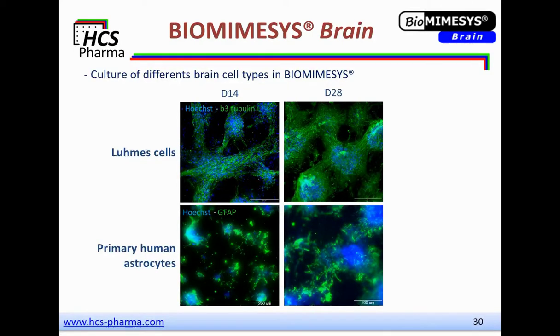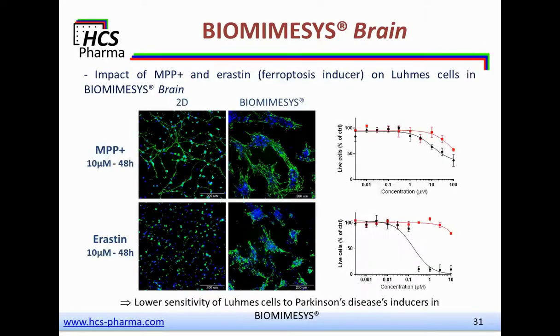So different cell types like Lume cells can be grown in Biomimesis for, again, 1 month, as you can see on this picture with UX and beta-3 tubulin staining. Obviously, Lume cells cannot be cultivated for so long in 2D. And primary human astrocytes, as you can see with the green staining, you can maintain again for 1 month.